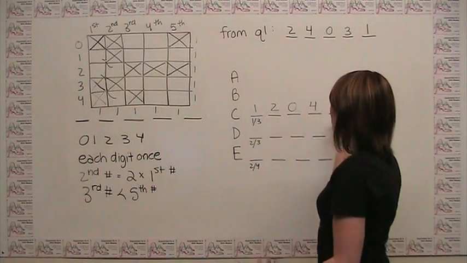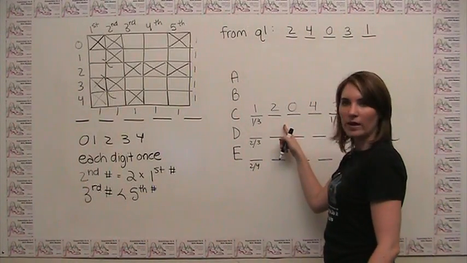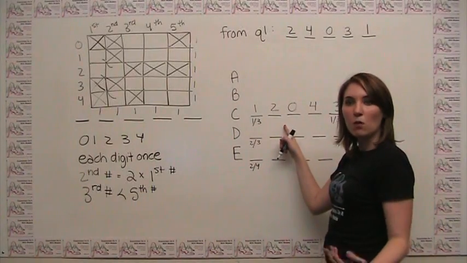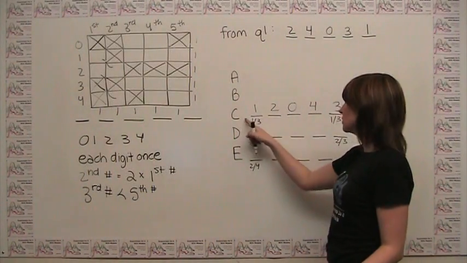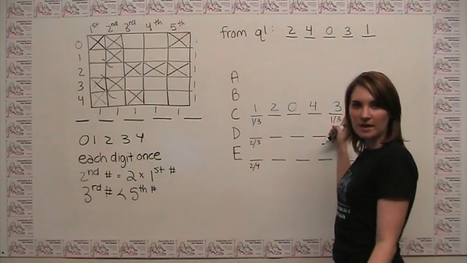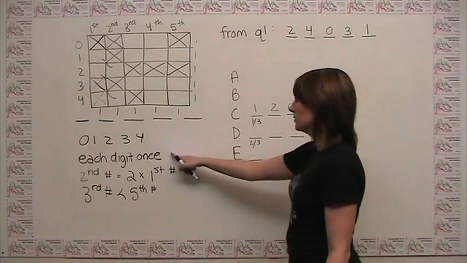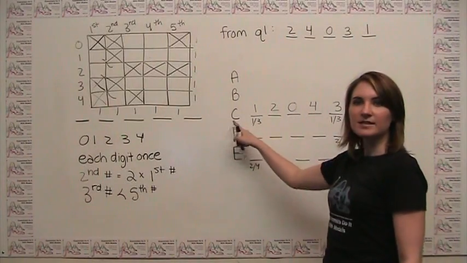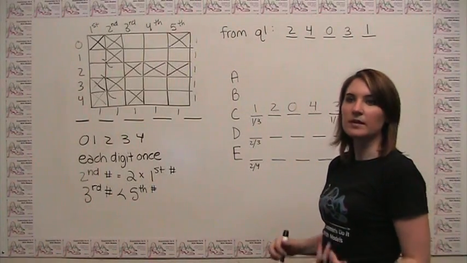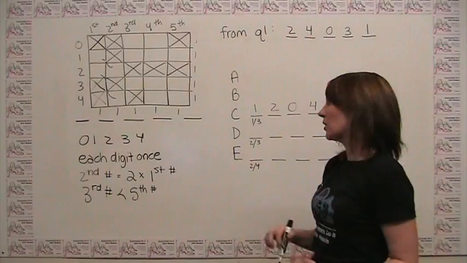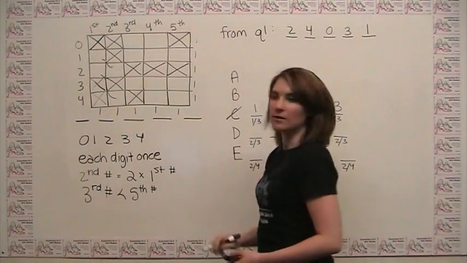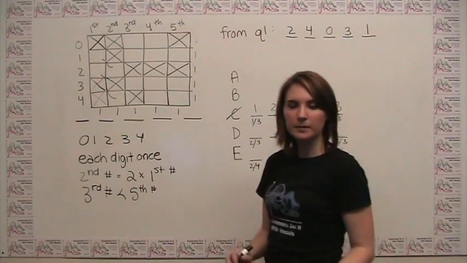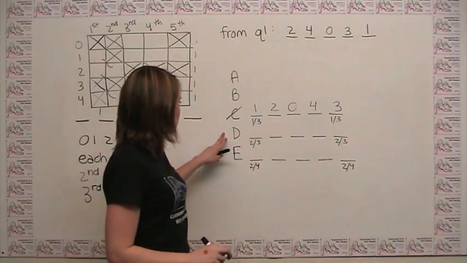But we do come up with a scenario where there are more than 2 digits between the digit 1 and the digit 3 that satisfies all the rules. So we can say that it does not have to be true that there are at most 2 digits between 1 and 3. And we can rule this out as an answer choice. So let's look at the next one.